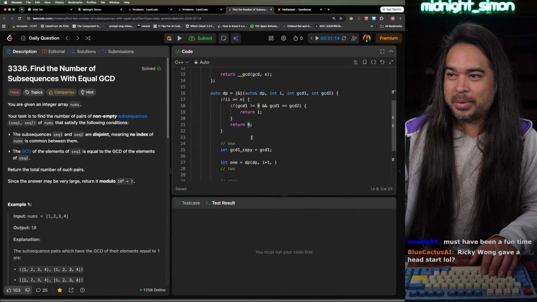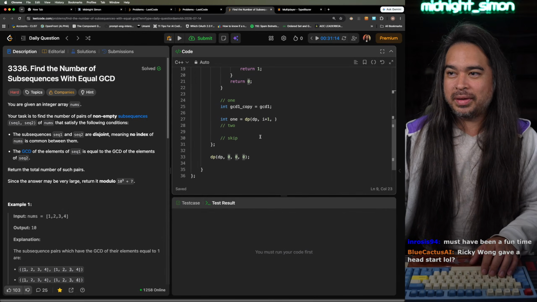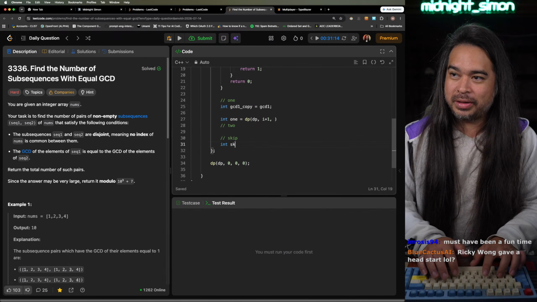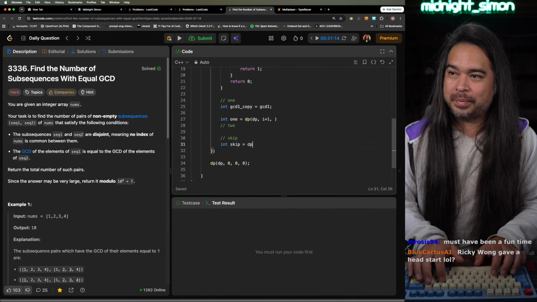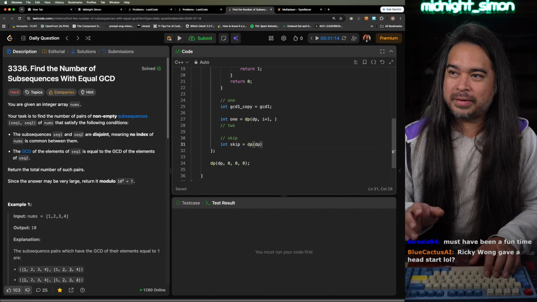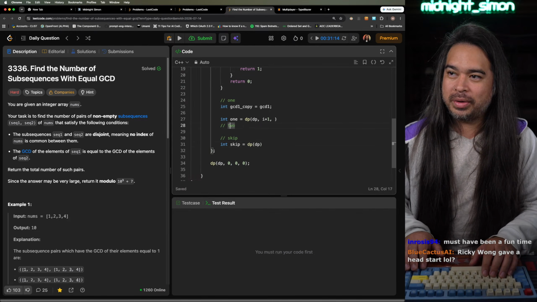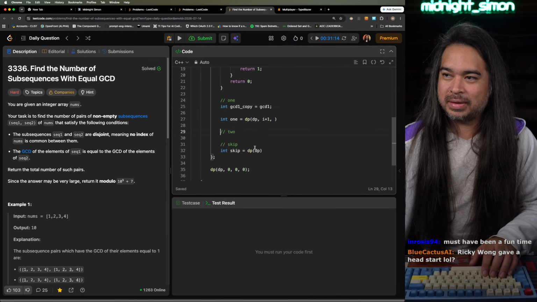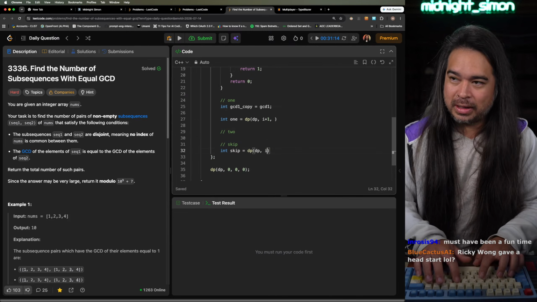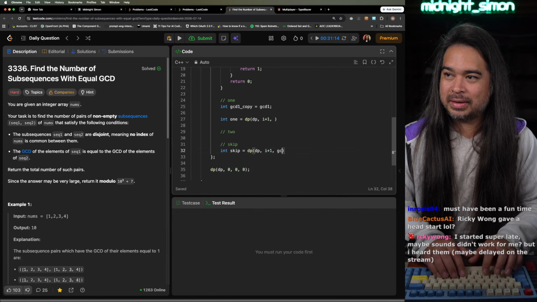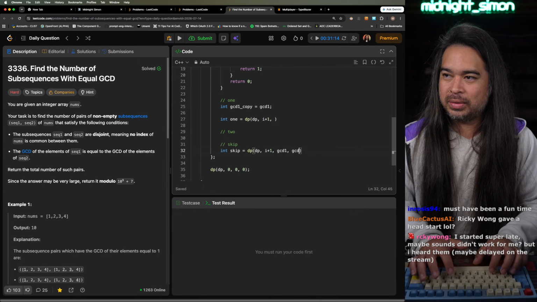Alright, back to this problem. How are we gonna do it, man? So I know we have to put one thing in one and one thing in the other, and then skip completely. So skip is just going to the next index, and GCD1 and GCD2 are the same.